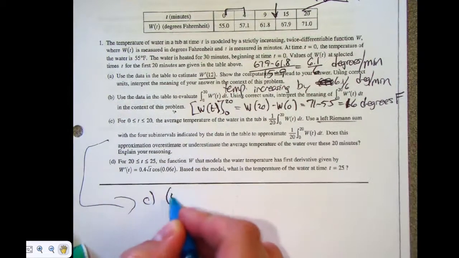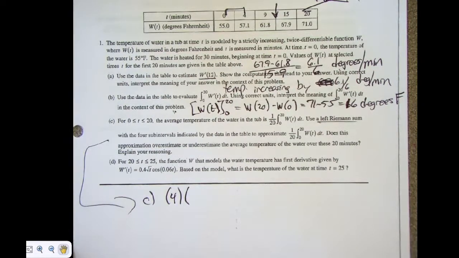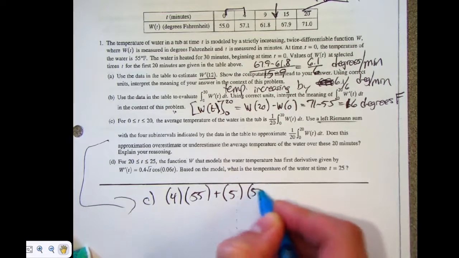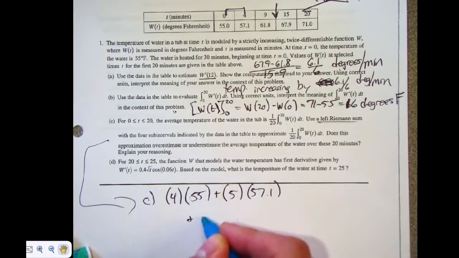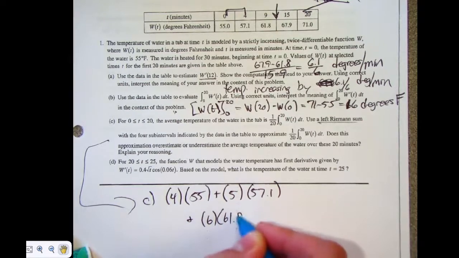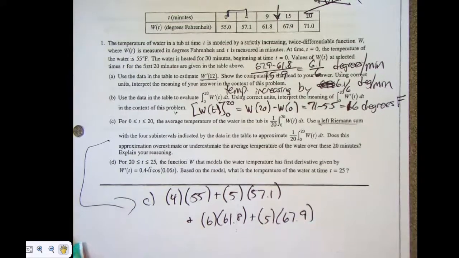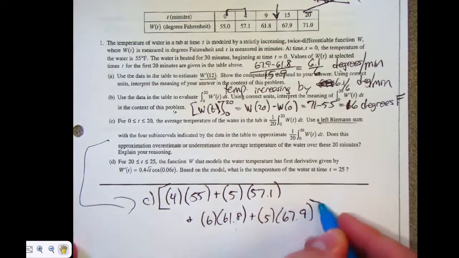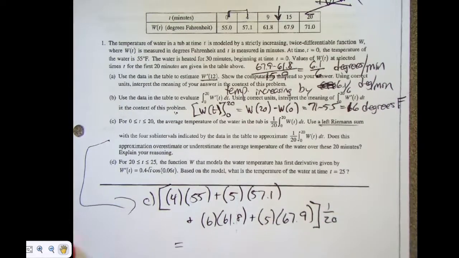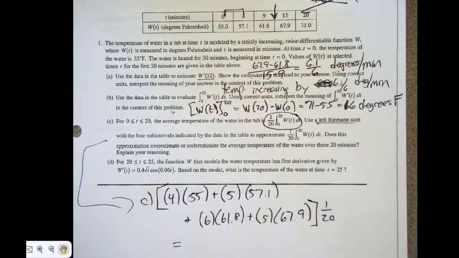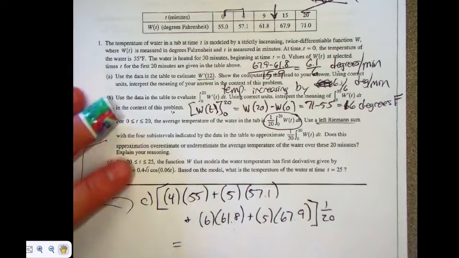So this first rectangle, the base would be 4. And what's my height if I'm doing left-hand sums? 55. Plus 5 times 57.1, plus 6. You see where I'm getting the numbers from? Plus 5 times 67.9. Then don't forget to multiply that all by 1 over 20, because it tells you to multiply it by 1 over 20. And that comes out to 60.79.